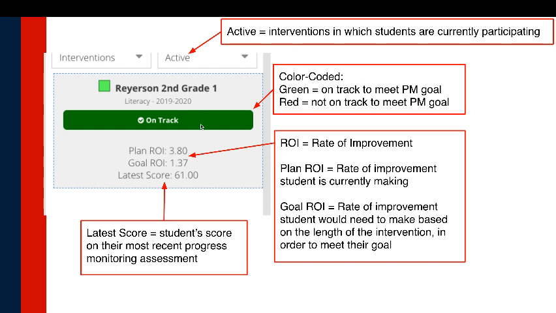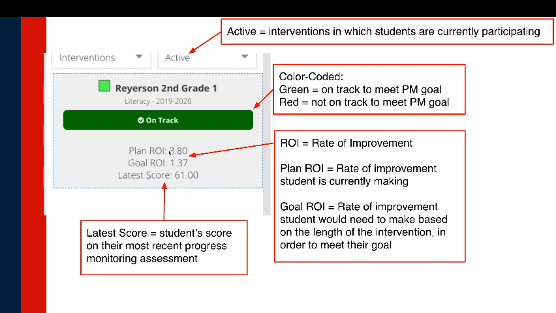The green bar in the middle, this could be green or red. It's color-coded based on the student's progress. So if it's green, that means they're on track to meet their progress monitoring goal. If it's red, they're not on track to meet their progress monitoring goal. ROI stands for rate of improvement, and eduCLIMBER calculates a rate of improvement based on the time the student is scheduled to be in an intervention and their progress monitoring scores.